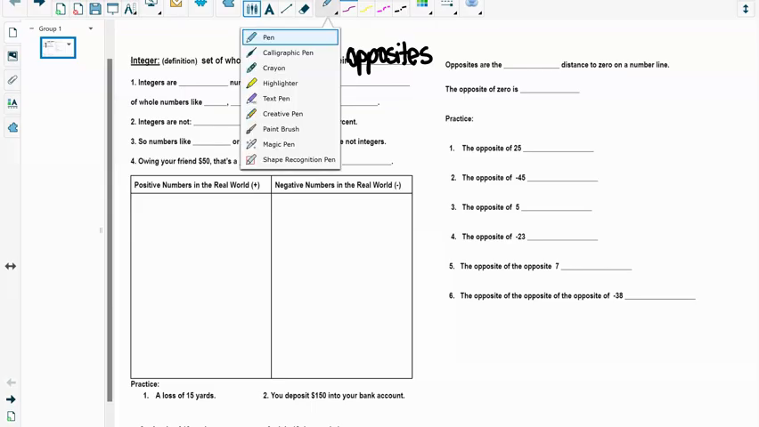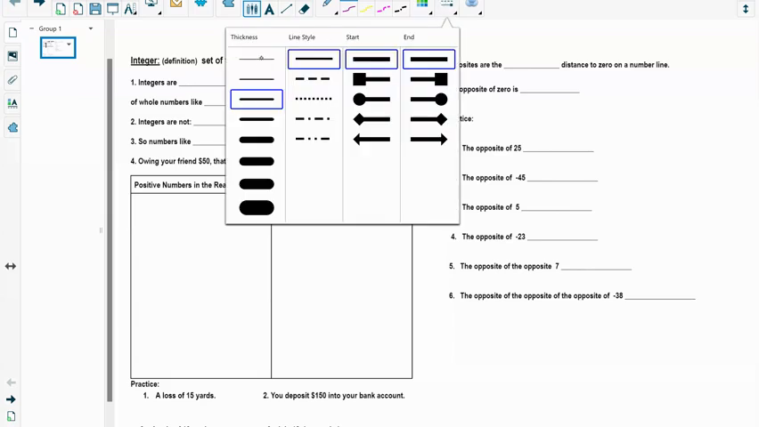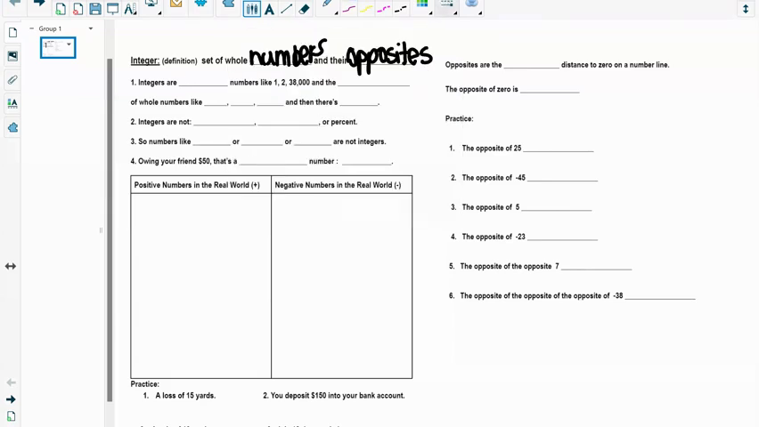Whole numbers are like 1, 2, 38,000, and the opposites of whole numbers are like -1, -2, -38,000. And then there's 0, and 0 doesn't have an opposite. It's neither positive nor negative.